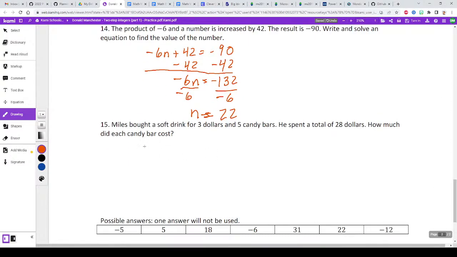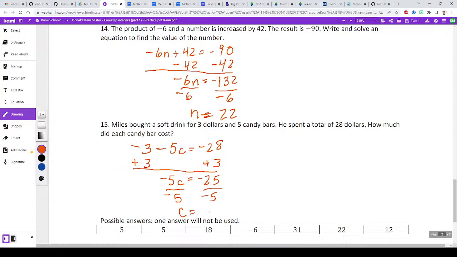Last but not least, Miles bought a soft drink for $3, so that he spent $3, that's minus 3, or negative 3, minus, he also spends money on 5 candy bars. He spends a total of $28, so it's a negative 28. Our constant's negative 3, the opposite of negative 3 is positive 3, so we add 3 to both sides. Negative 5c equals negative 25. So we're going to divide both sides by negative 5 to undo the multiplication, and that gives us two negatives divided together are positive, and 25 divided by 5 is 5. So we're looking at $5 for a candy bar.